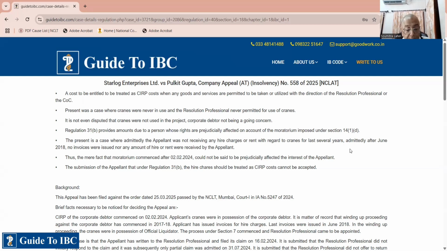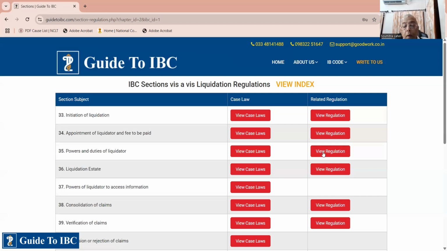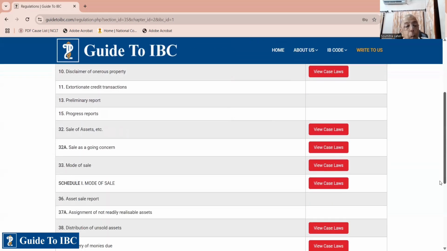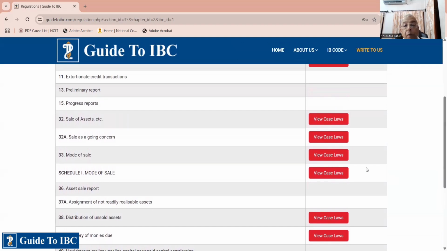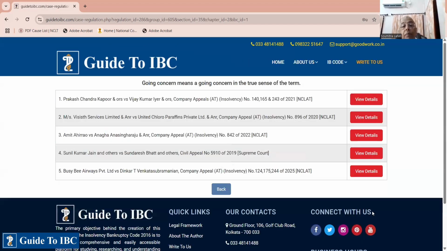Now we come to another case, that is, we go to liquidation. Going concern means a going concern in two senses. Now this is the case of Busy Bee Airways Private Limited versus Dinakar P. Venkata Subramaniam, appeal number 124, 175, 244 of 2025.